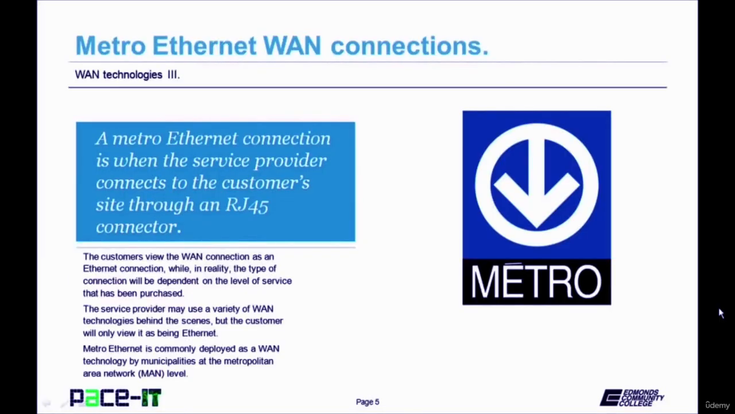A Metro Ethernet connection is when the service provider connects to the customer's site through an RJ45 connector. The customer will view that WAN connection as an Ethernet connection, while in reality the type of connection will be dependent upon the level of service that has been purchased. The service provider may also use a variety of different wide area network technologies behind the scenes, but the customer will always view it as being an Ethernet connection.